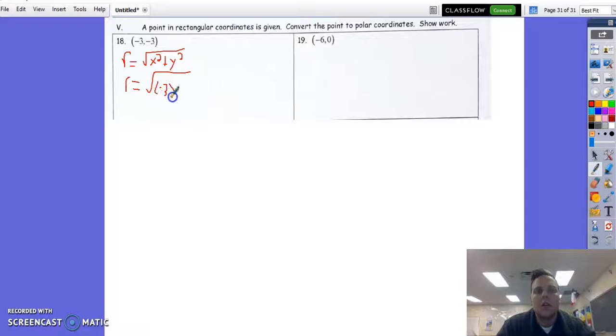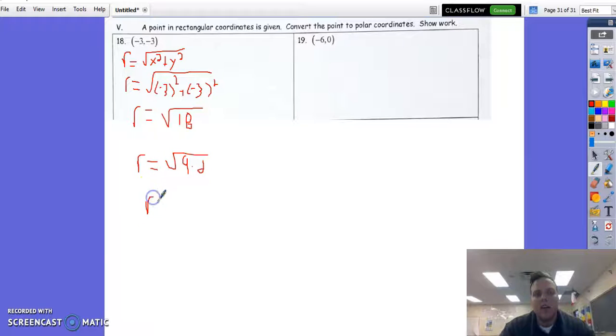So -3 squared plus -3 squared. So that gives me 9 plus 9, which is 18. So r is equal to the square root of 18. Alright, and you know that you're going to have to break that number down. So you have to ask yourself, what are two numbers that multiply to be 18, one of which you can take the square root of? Oh, that's right, 9 and 2. Square root of 9 is 3, so we know that r equals 3 square roots of 2. So there's our r value. r is equal to 3 square roots of 2.